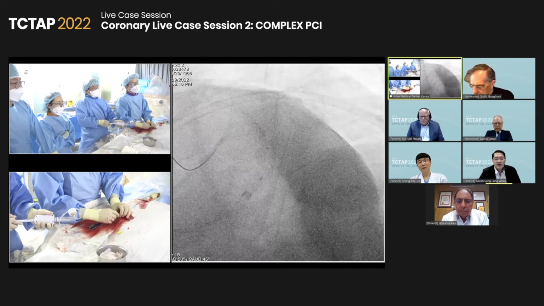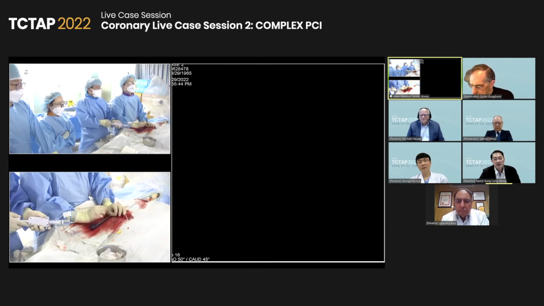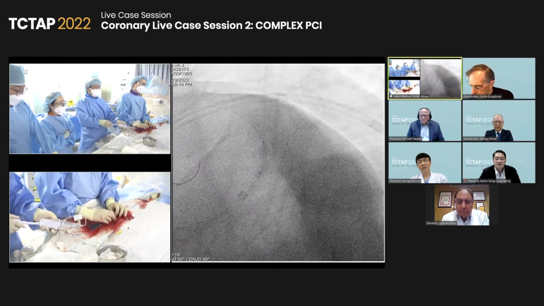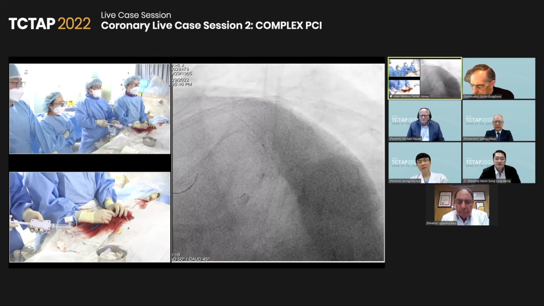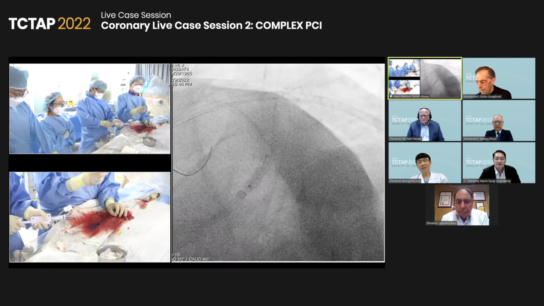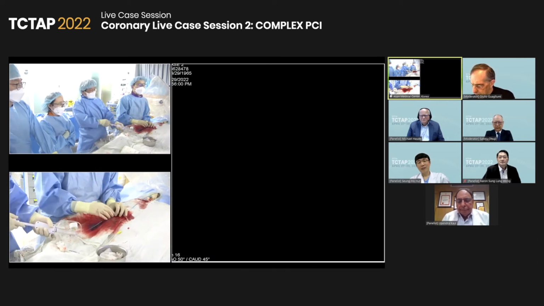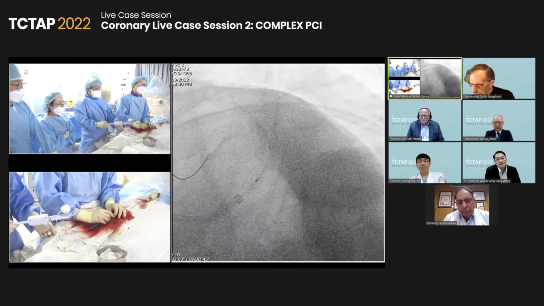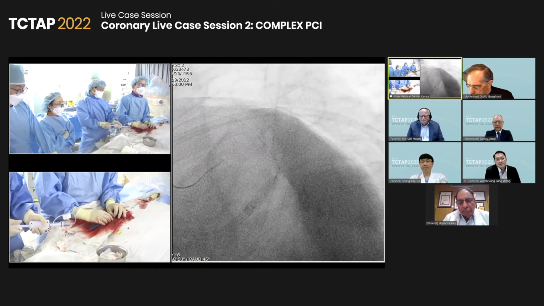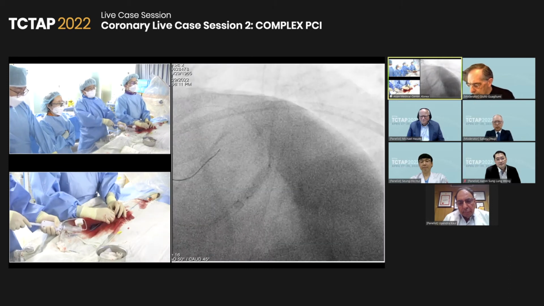So with this mini crush technique, you don't need to do a double kiss. No, we do not perform the double kiss, because first it is a little bit time consuming and balloon consuming. And with the side branch optimization before crushing, we showed comparable or better results in our lab. So we prefer mini crush with the side branch optimization.